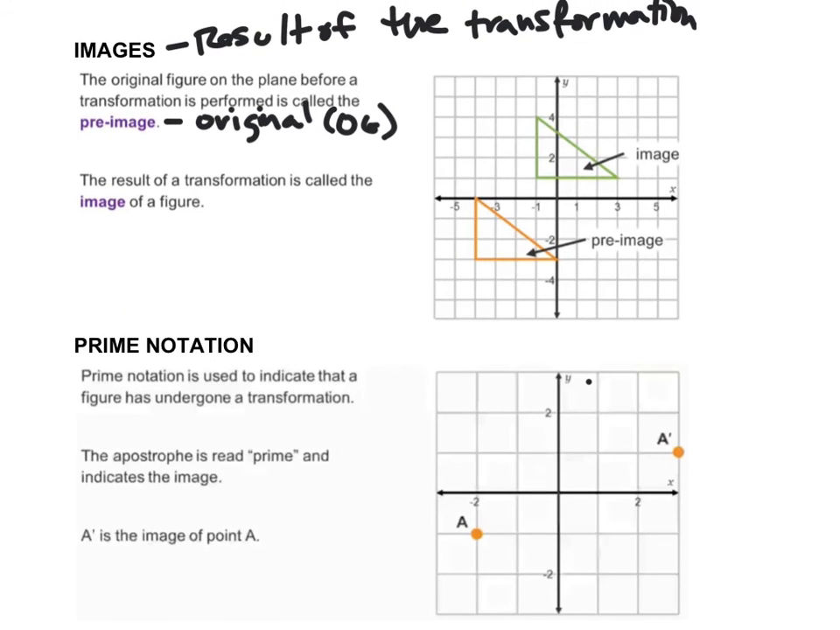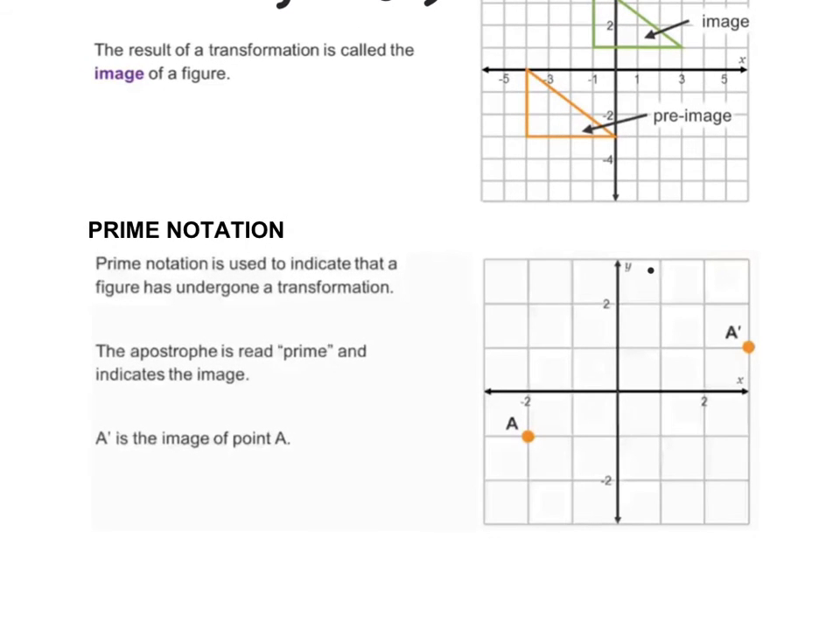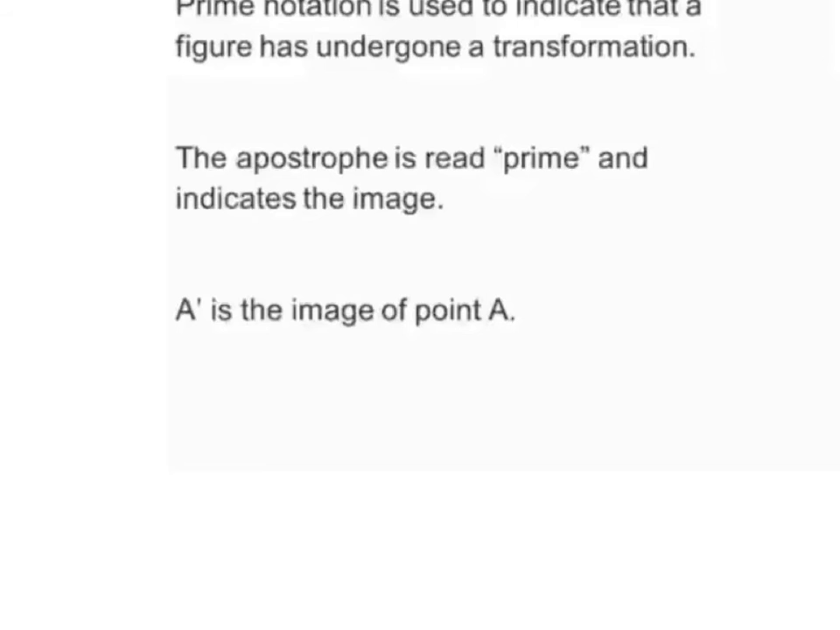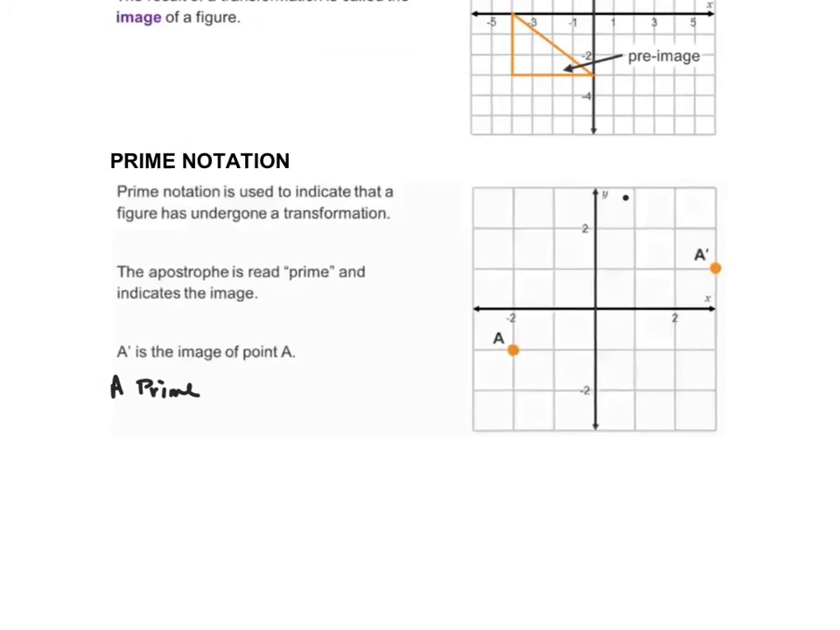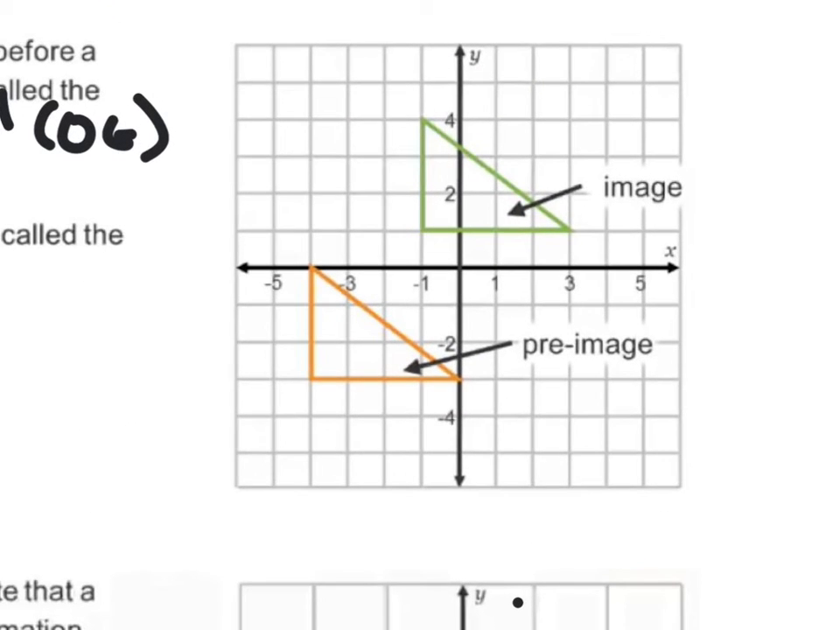And what we do to indicate which one's the image and which one's the pre-image is we use this thing called prime notation. Prime notation is used to indicate that a figure has undergone a transformation. The apostrophe is read prime and indicates the image. So A to the apostrophe is really A prime, the image of point A.